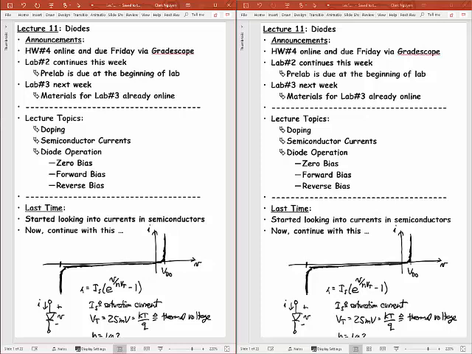So homework number 4, that's online. That's due by way of Gradescope this coming Friday. Lab number 2 continues this week. The pre-lab is due at the beginning of lab this time, or I guess by Gradescope as well. Lab number 3 is going to be next week, and the materials for lab number 3 are already online. I should say that Ali, one of your TAs, is going to be out of commission this week. Hopefully he'll be back next week, and so some of the other TAs will fill in. So if you're in the Tuesday lab section, he won't be there, but maybe Kieran will be there instead.